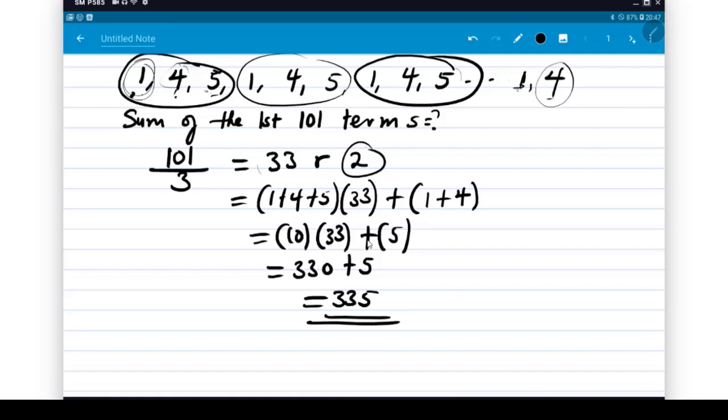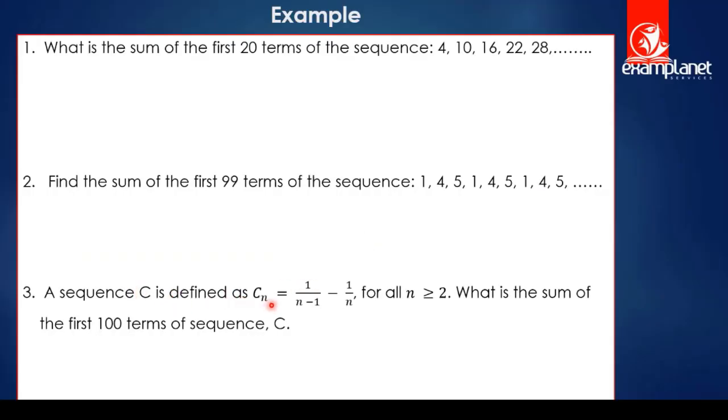Alright, let's look at the last one. It says a sequence C is defined as Cn is equal to 1 over n minus 1 over n for all n greater than or equal to 2. So what is the sum of the first 100 terms of sequence C?